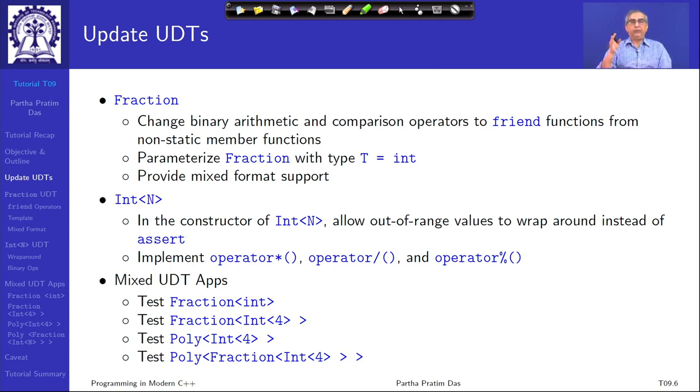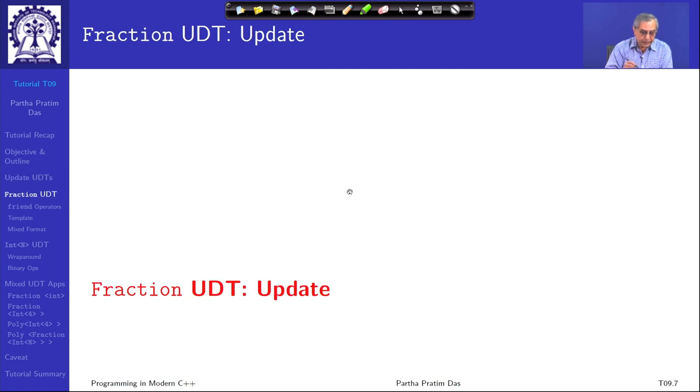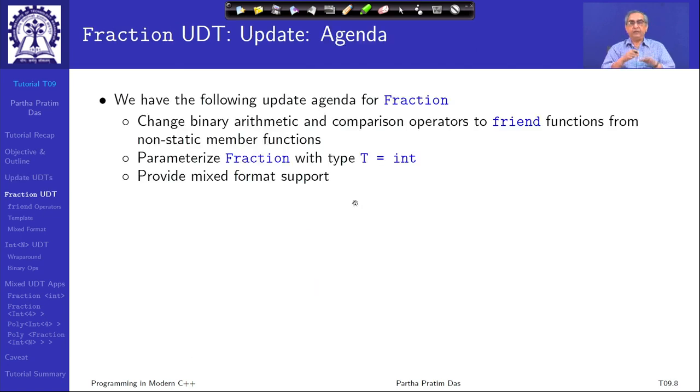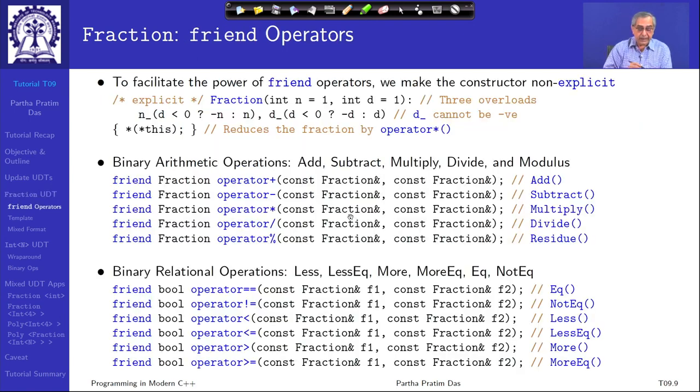Finally, we will take these 3 types and mix and match them to write a number of test applications, which not only individually test the data type that we have created, but check whether the mix will also work. We did a little bit of that when we tried polynomial of fraction, but here we will try out a number of combinations. With that agenda, we start with the update of the fraction with the 3 agenda items that I have just explained, taking them up one by one.